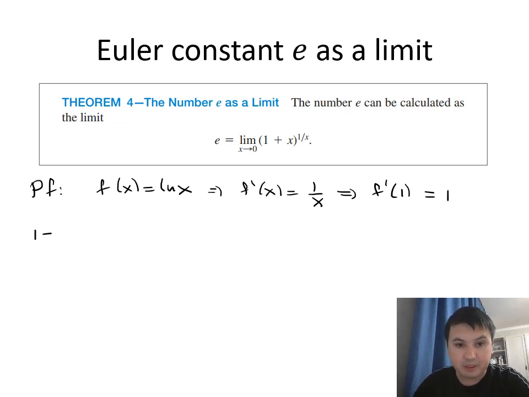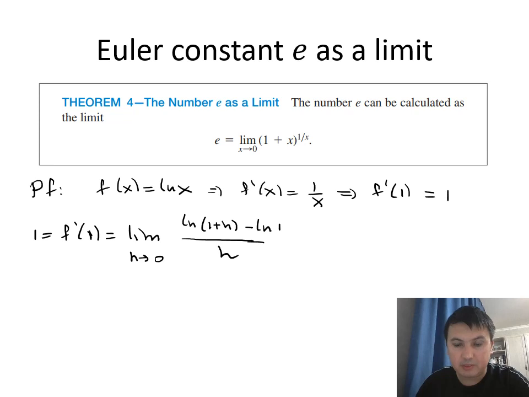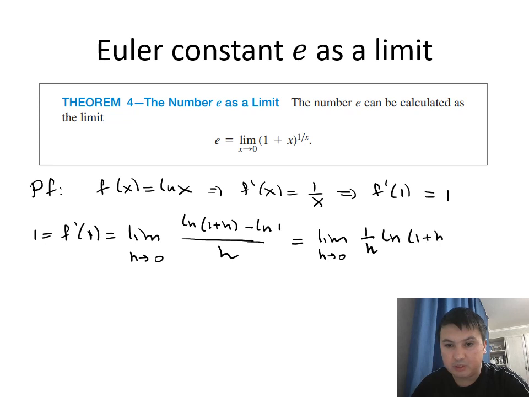Well, now let's derive it using the definition of the derivative. If you remember, it is the limit as h goes to 0. Here I need to have ln of (1 plus h) minus ln of 1, divided by h. But ln 1 is 0, right? So this is the limit as h goes to 0. I can write it as 1 over h times ln of (1 plus h). But then I can take this 1 over h to the power.